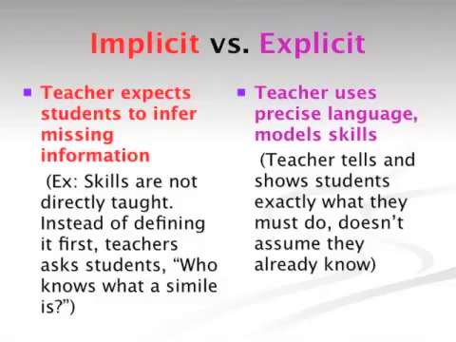In an implicit lesson, the teacher expects students to infer missing information. So there's often gaps in her directions. There's gaps in the skills that she's trying to teach. So students are forced to try to interpret what she's saying and maybe plug in some holes in the actual lesson. The skills are not being taught directly.